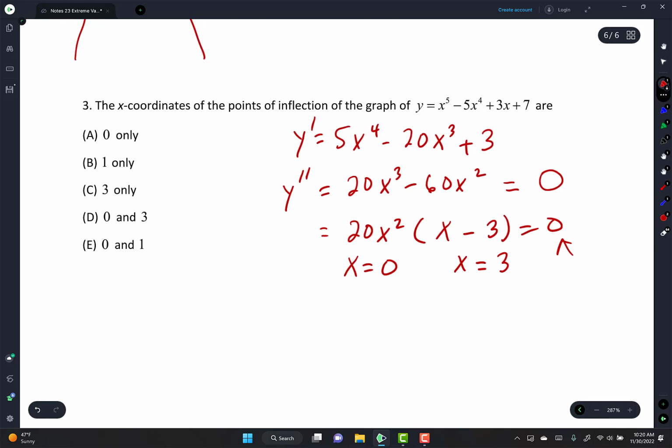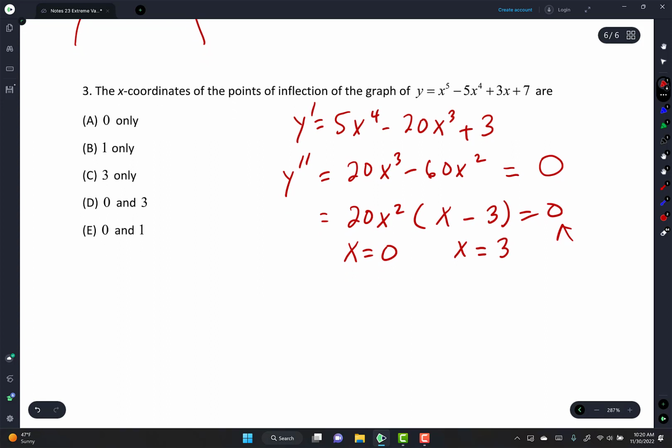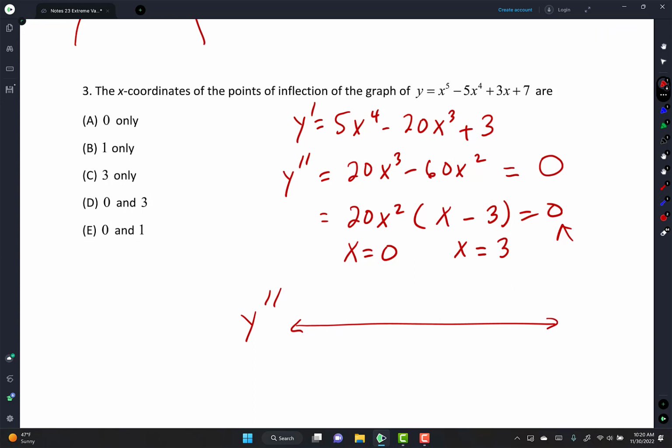All right, I'm going to do a railroad track. This railroad track is not for the first derivative. It is for the second. I'm going to put one at 0 and one at 3, and I'm going to test values. Do I even care about the 20x squared? No, that will always be positive, unless it's x equals 0, of course. So all you have to do is focus your energy on the x minus 3.